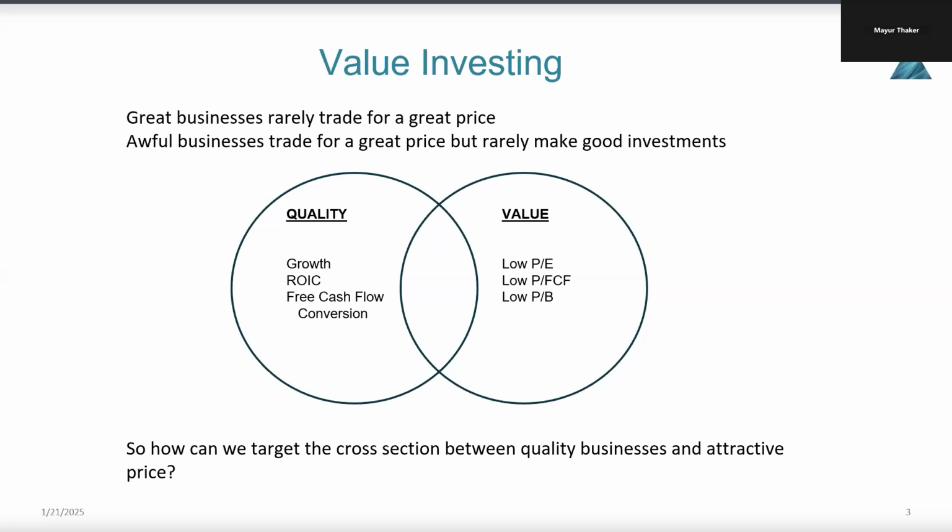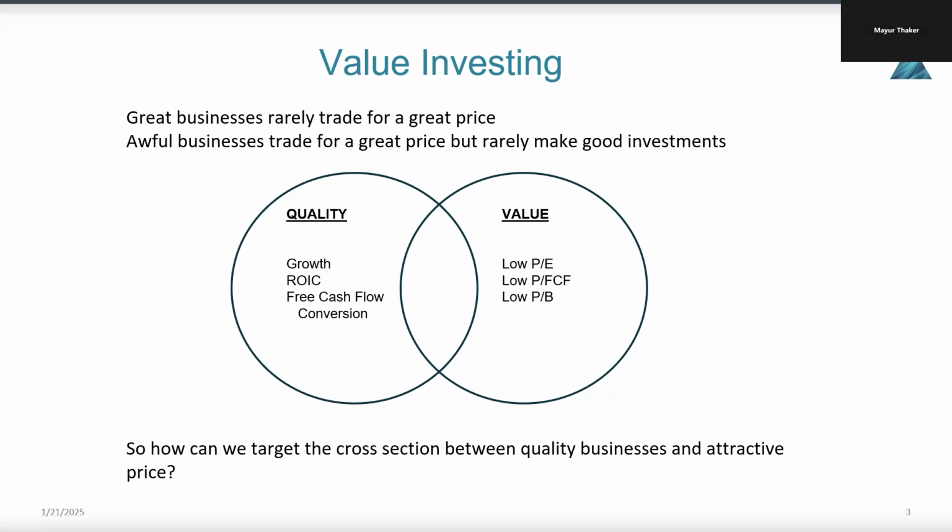So value investing, in a nutshell, has been something that investors have tried for decades and with very wide degrees of success or failure. Some have added significant value over time, as we know that the strategy has been popularized by Warren Buffett, Charlie Munger, and other very few but very great investors. And ultimately, one of the problems that those who try to replicate their success have had is the fact that great businesses rarely trade for a great price, right? Because why would that be the case?